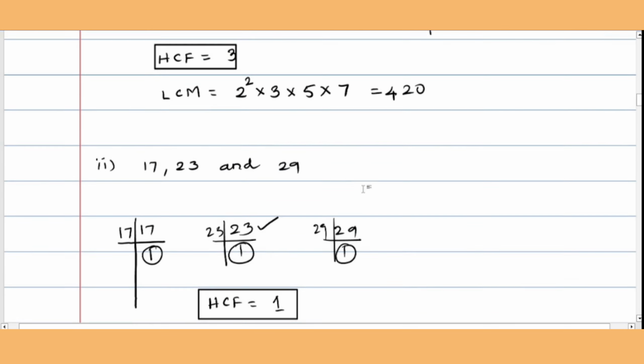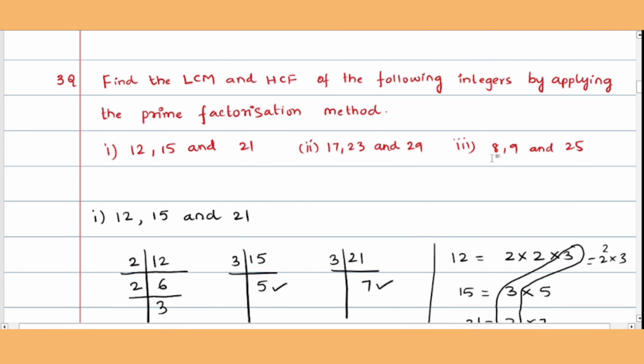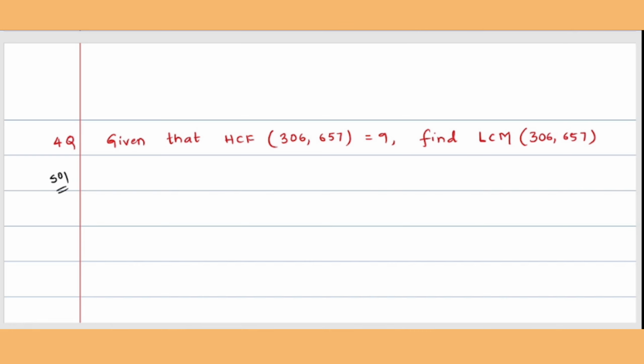Now we move to the final set of numbers, which is homework. Here is the fourth question: given that the HCF of 306 and 657 equals 9, find the LCM of the given numbers. Here we will learn how to find the LCM of two numbers when the HCF is already given.